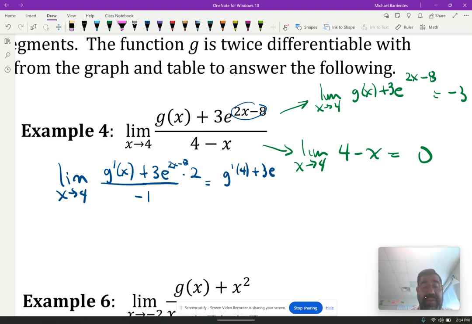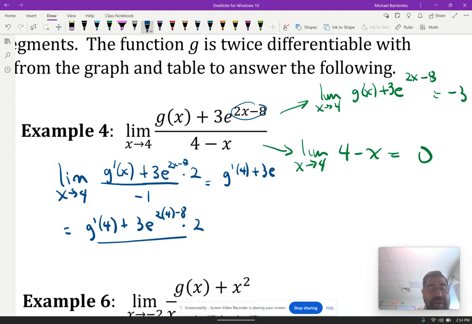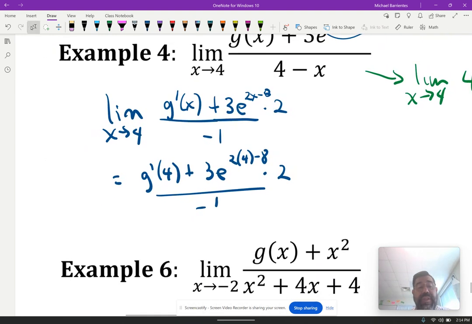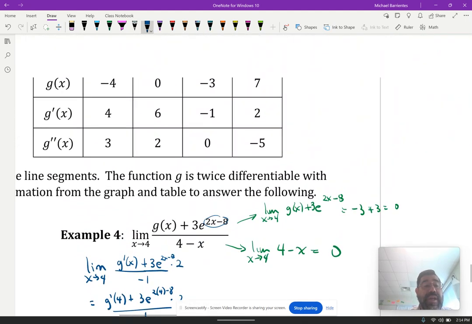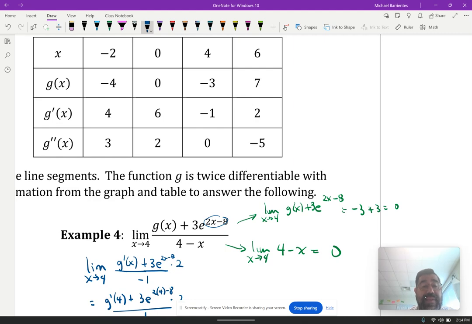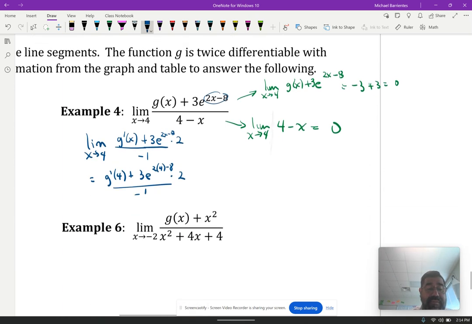Why don't I put it down here? G prime of 4 plus 3e to the 2 times 4 minus 8 times 2 all over negative 1. All right, so I need to know what the derivative of g at 4 is. The derivative of g at 4 is negative 1. G prime, when x equals 4, is negative 1.